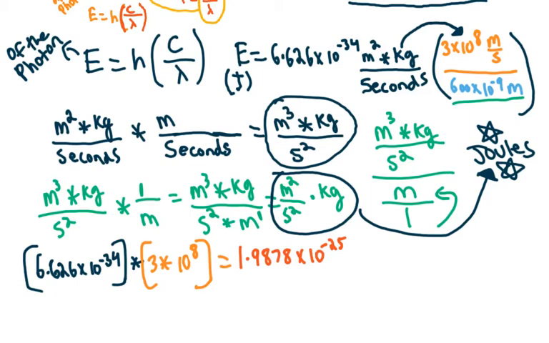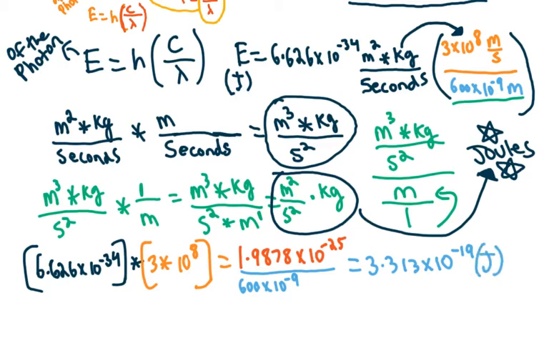So let's go ahead and do that. We're going to divide this by the wavelength of the photon, which is 600 times 10 to the negative 9th meters. But remember, we just took care of units. Once you do this, you're going to get a value of about 3.313 times 10 to the negative 19th. That right there is the energy of the photon in joules.